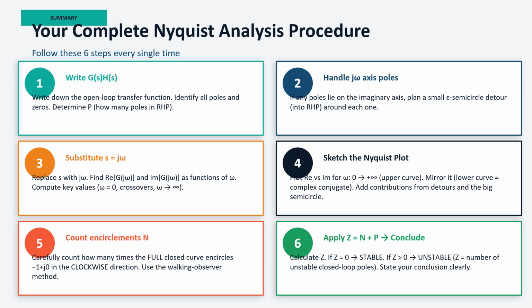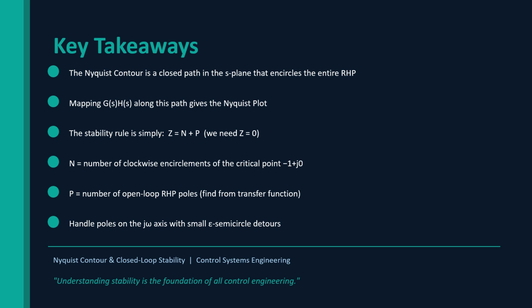Now the Nyquist analysis procedure. In this slide you can see these steps. First one, find G(s)H(s). Second, find poles, get P. Third one is draw the contour. Fourth one, map it to get the Nyquist plot. Fifth, count N. And finally, use the formula. Follow this method always. Now we finish.